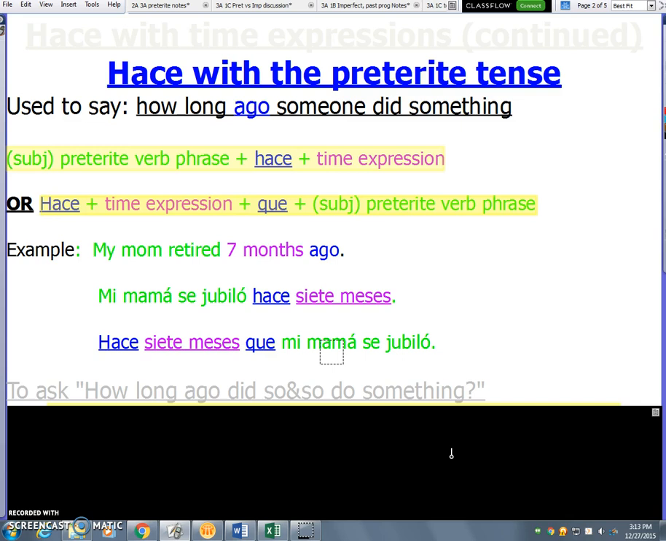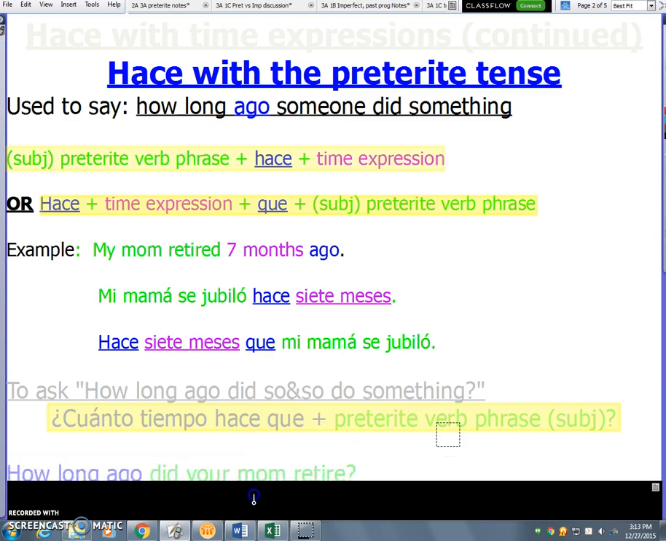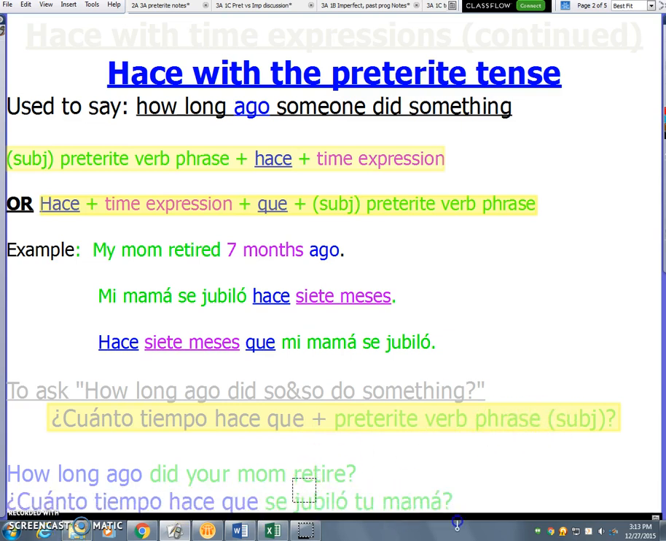If I wanted to ask how long ago did someone do something, again, this part's in gray because you do need to write it down, but it's not one of our main focuses. You would use this formula. ¿Cuánto tiempo hace que? Again, but this time my phrase goes in the preterite. So if I wanted to ask how long ago did your mom retire, I would have ¿Cuánto tiempo hace que? And then my preterite verb phrase, se jubiló. And my subject goes at the end, so tu mamá.